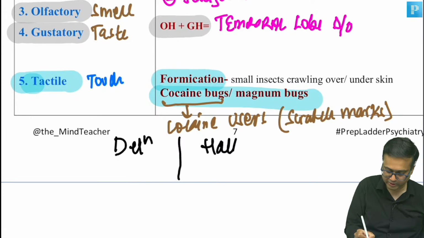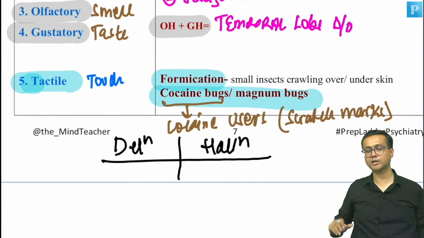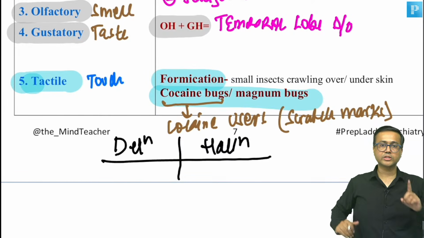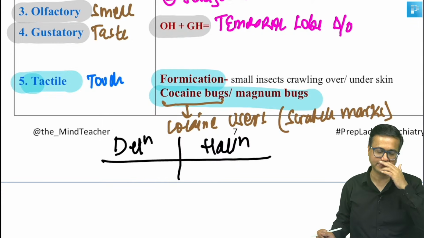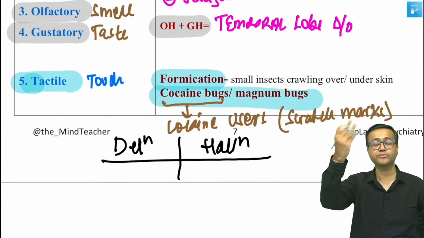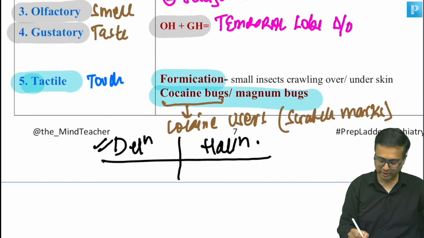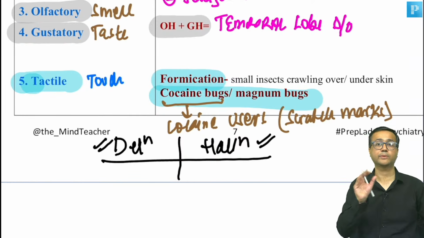Beta, sometimes students get this doubt, na? So let's take up this doubt also. What is the difference between delusions and hallucination? Both are psychotic symptoms. Beta, please see where we have read. Delusion we have covered under thought, hallucination we have covered under perception.